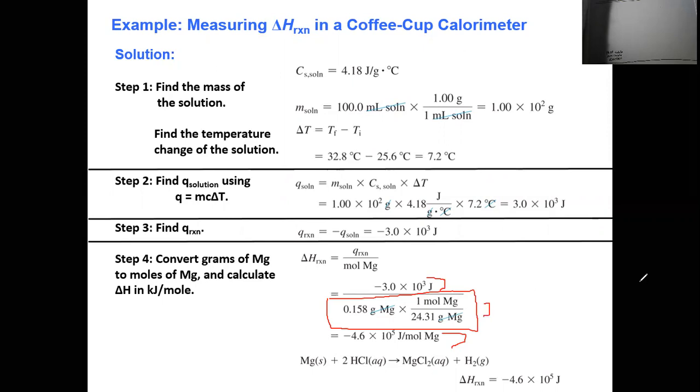Okay, and it says kilojoules over here, and the answer over here is in joules, but to convert that from joules into kilojoules, you would just be dividing it by 1,000. All right. Hopefully that makes sense.